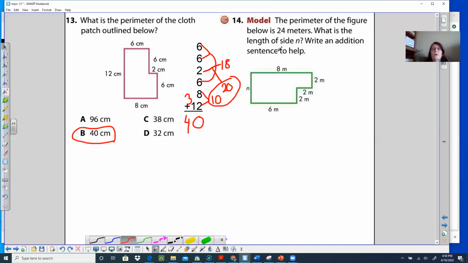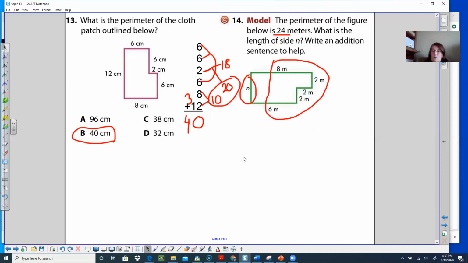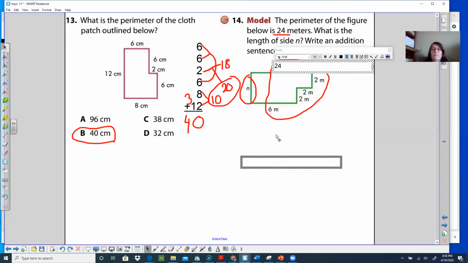We ended up with the right answer. Good job, guys. Okay, the perimeter of the figure below is 24. So they've given us the whole shebang, but we are missing a side. So we are going to take all of these, add them up, and then subtract from 24. And I'll show you what that's going to look like. So 24. There we go. Let's move him down.